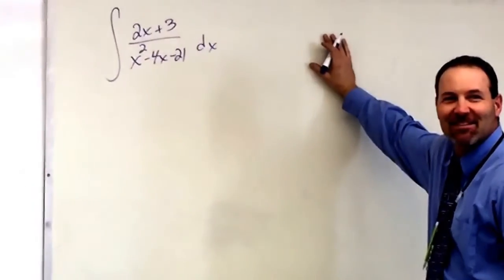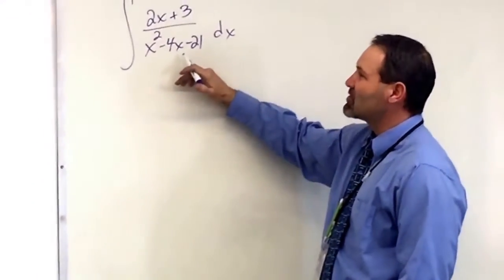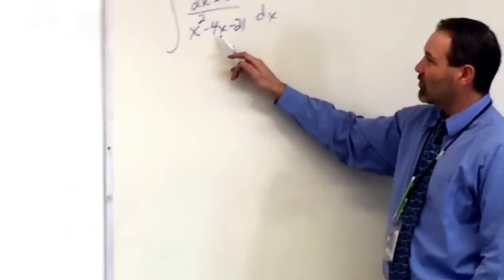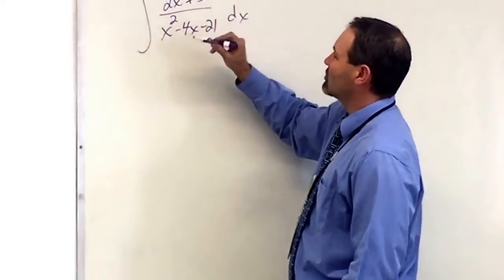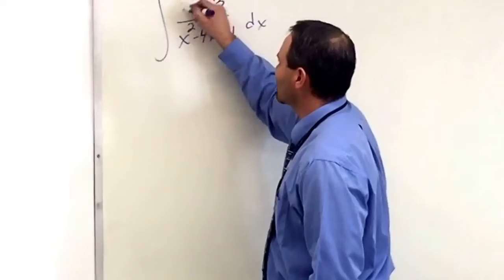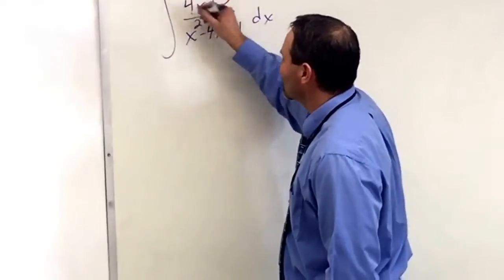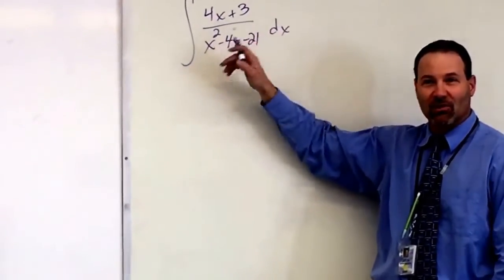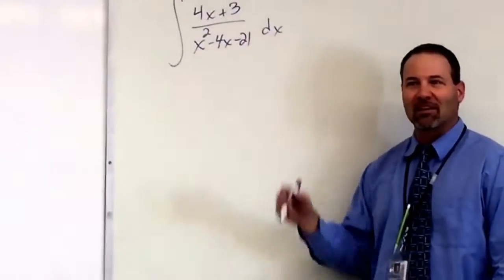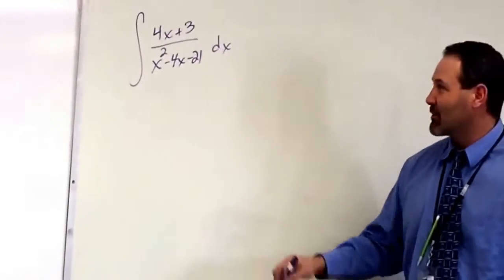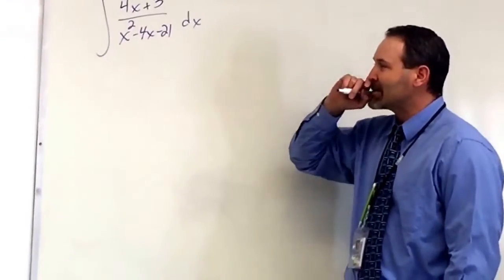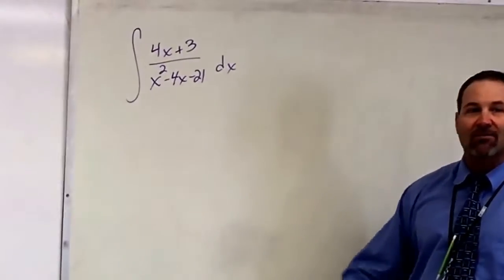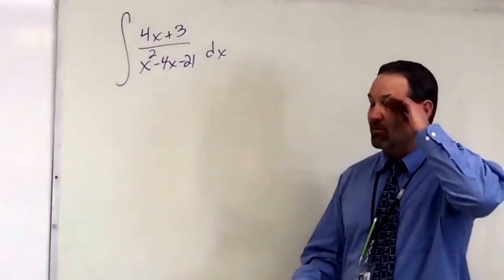Partial fractions, yes. So we can't use u substitution here because you'll get 2x minus 4 as the derivative of the bottom, and I've got 4x on top. We're close to a u substitution, but we'd have to manipulate it, and we're not doing that this year. That's a BC topic. It gets messy. So we have to rewrite this in terms of partial fractions.